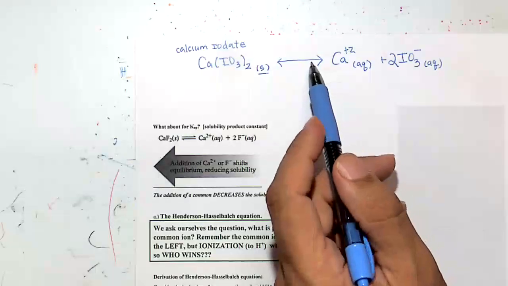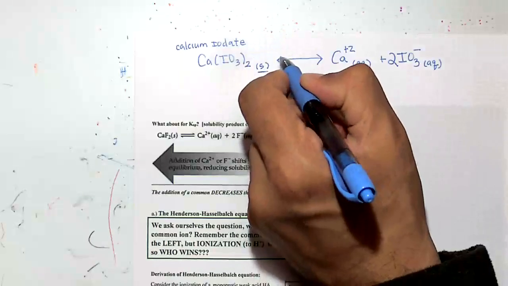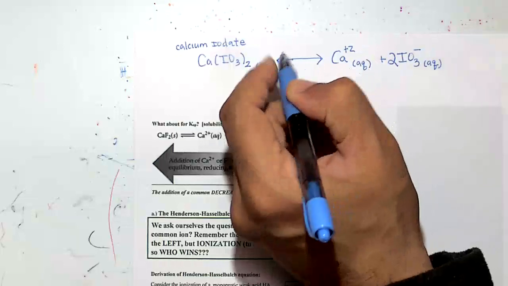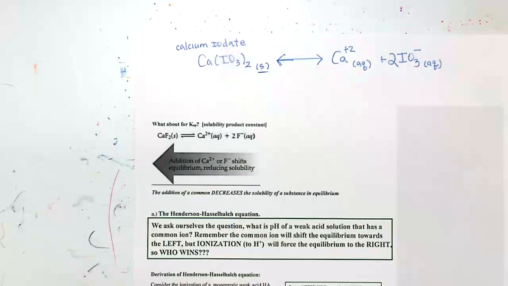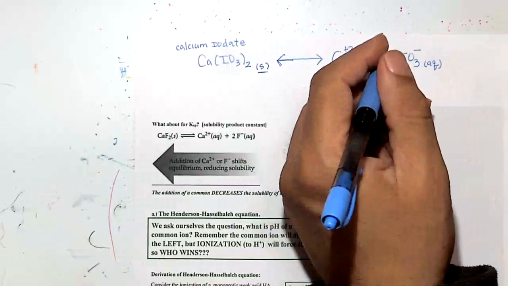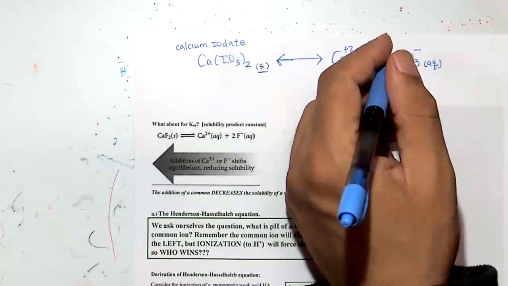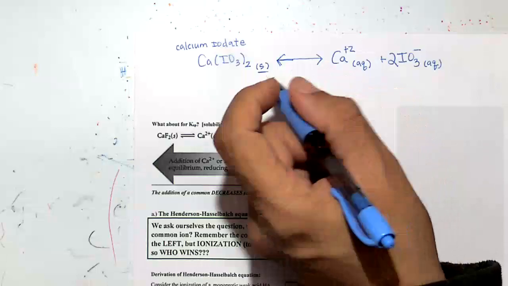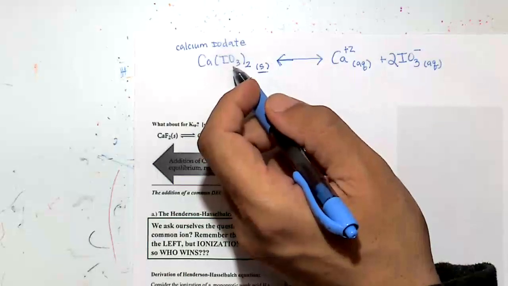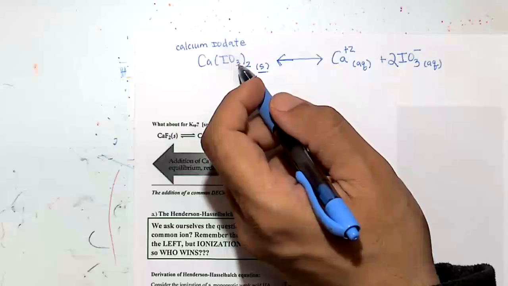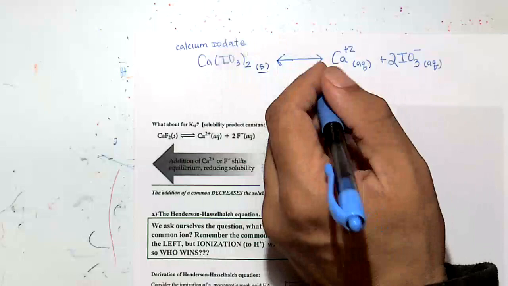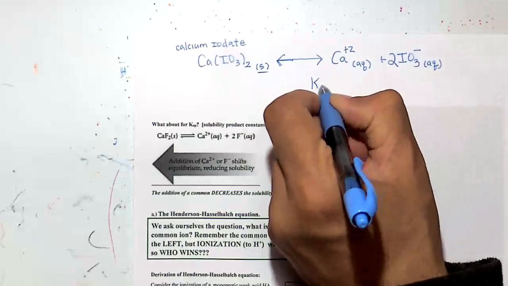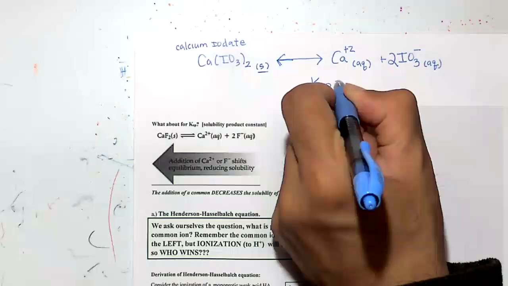Anytime you have an equilibrium, which is this back and forth arrow, it does not go to 100%. It's either skewed this way or skewed that way. But anytime you have those back and forth arrows, you have a K. This is not Ka because this is not an acid. This is not Kb because this is not a base. This is not Kw because this is not water. What this is going to be is KSP.